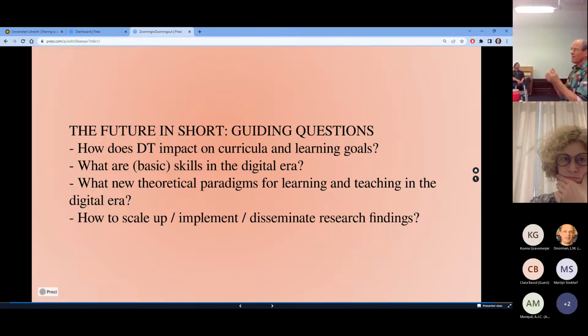As long as we don't have a clear view on what basic skills are, basic not in the sense of traditional, but basic in the sense of what is needed nowadays to reach for these higher levels, we have a lot of difficulties. So there's quite a challenge. And digital technology challenges this issue.